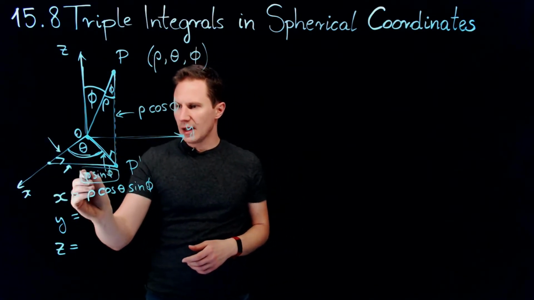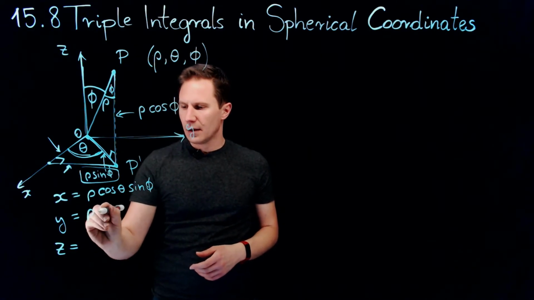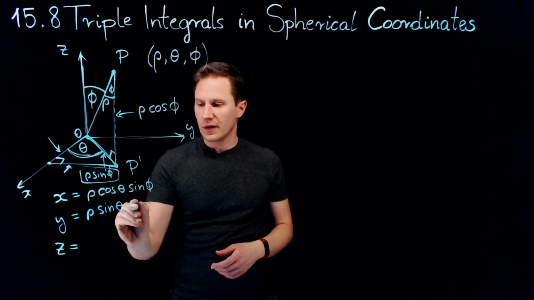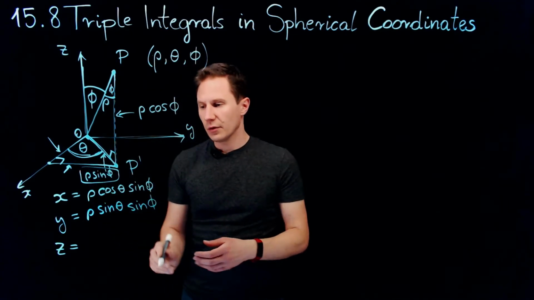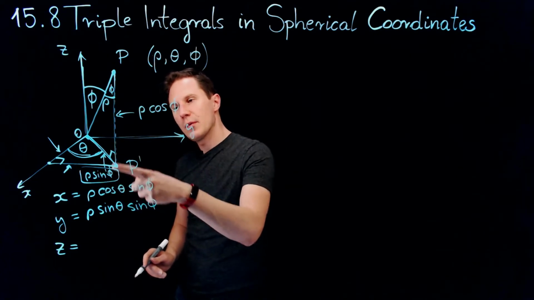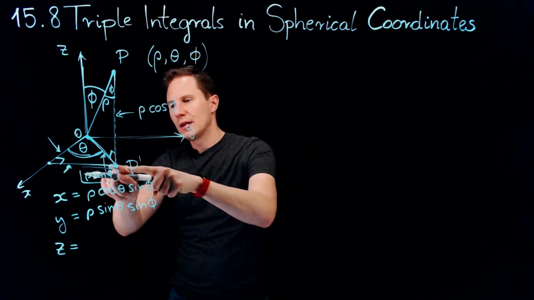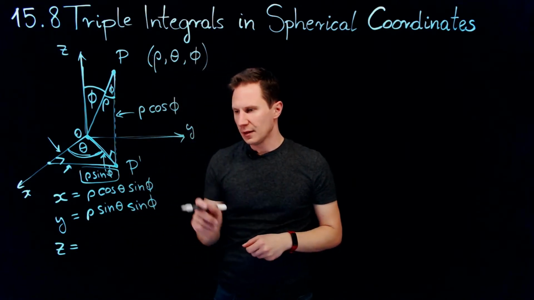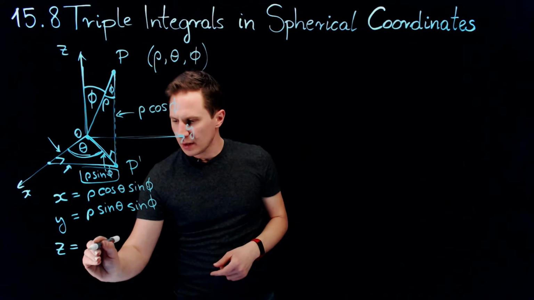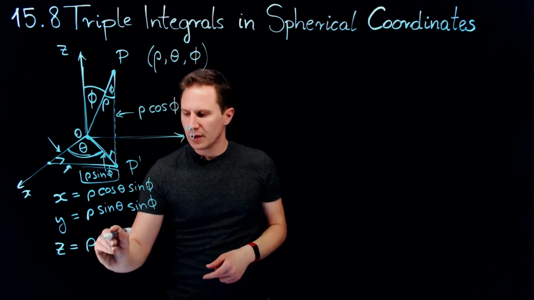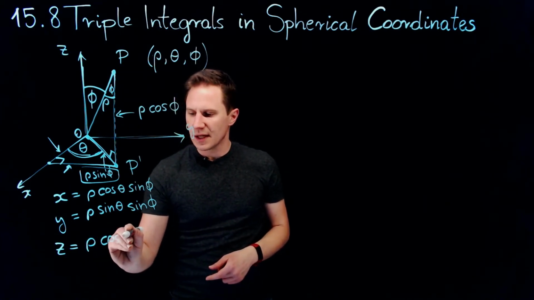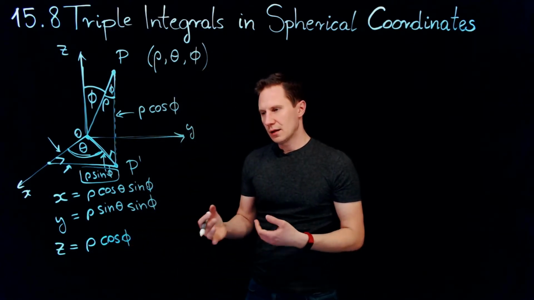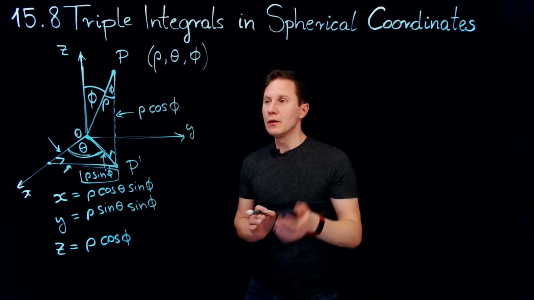For the y coordinate, we have the sine of theta times rho times the sine of phi. So the sine of theta multiplies the length of the hypotenuse to get this leg, the y coordinate. And we've already found the z coordinate to be rho times the cosine of phi. So these are the formulas that connect the Cartesian coordinates to our spherical coordinates.